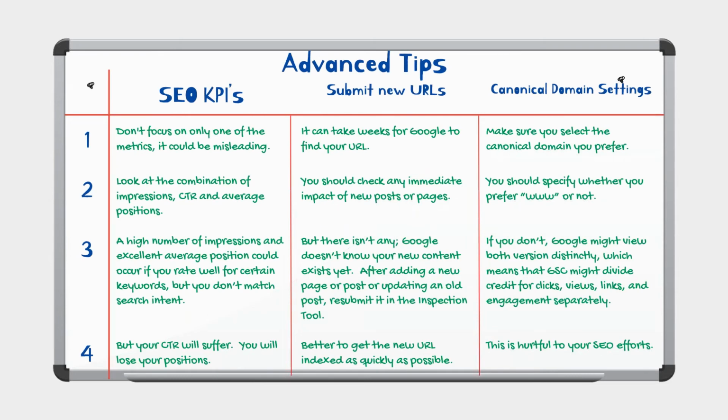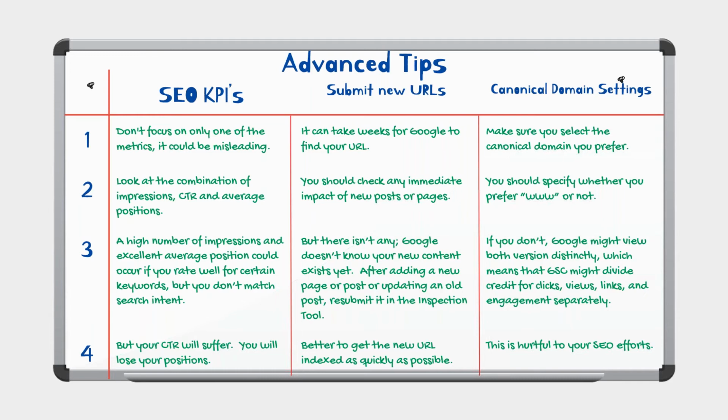All right, so we have a couple of advanced tips here. The first is SEO KPIs, right? When I talked about it in the beginning, clicks, impressions, average position, and your click-through rate, the biggest scary part about this is not focusing on the correct KPIs. You'd never want to focus on only one of those metrics because it can be misleading. You want to look at the combination of impressions, click-through rate, average position, and clicks so that you get an understanding of what's going on.